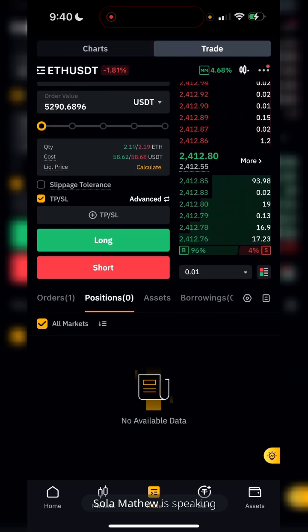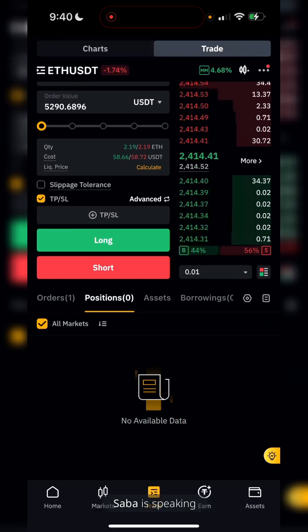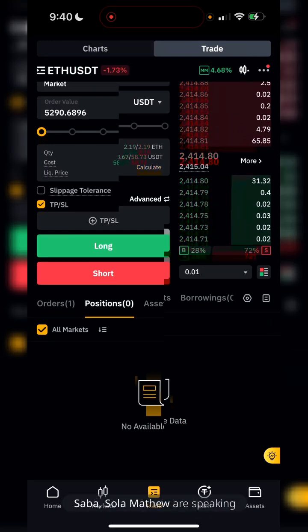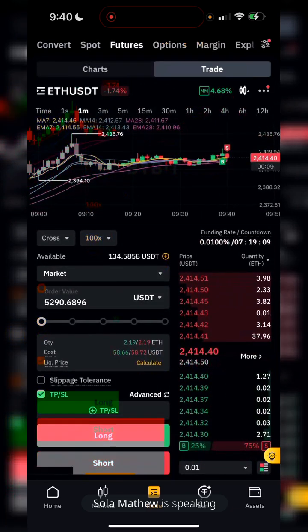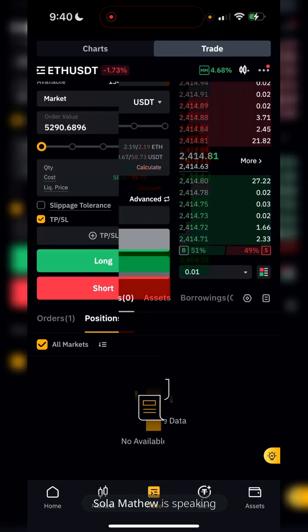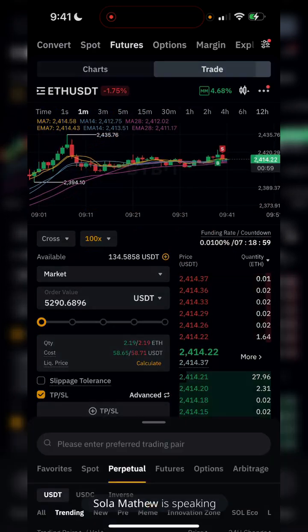But assuming I don't want to lose it, I will just need to adjust it back to that level above my entry point. You understand what I mean? Assuming I saw that I was in profit, I can also close the market immediately. So let's see another example. Let me use another coin.